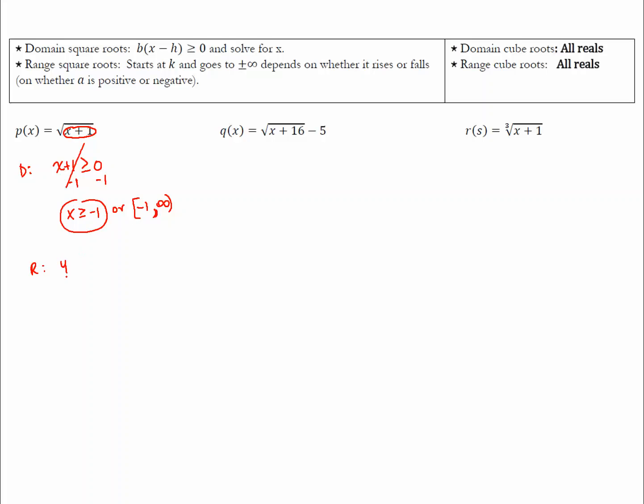Range. Y has to be greater than or equal to k. So which is the k value? Remember, this is plus k. And since there's nothing here, that means it's plus 0. That's our k. So the range is y has to be greater than or equal to 0.